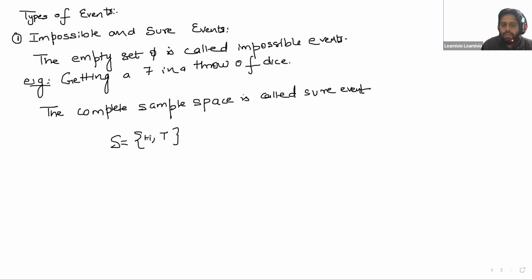But if we take head and tail both, if we take the event as head and tail, then you will get a head or you can get a tail. That's why the complete sample space is called the sure event, because for the complete sample space there is 100% possibility that the outcome will be from the sample space. So the complete sample space is called the sure event, and the empty set is called the impossible event, which can never occur, and which always occurs is the sample space.